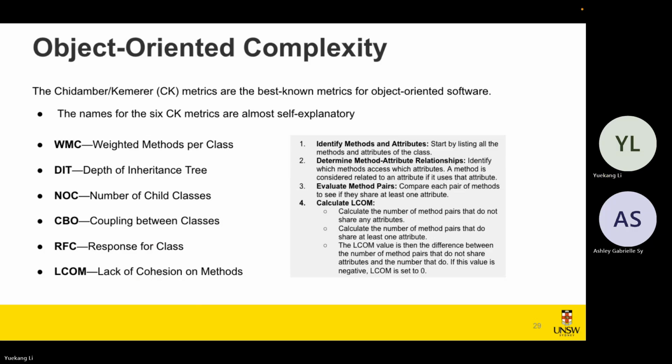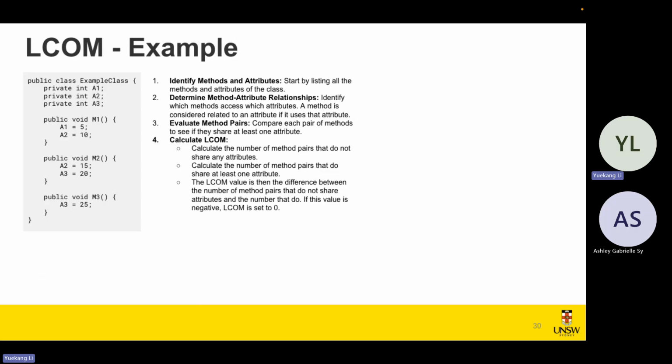Let's take a look at an example of how we calculate this. Remember, these are the 4 steps. The first step is to list all the methods and attributes of the class. What are the methods here in the given class? We have three methods: M1, M2, and M3. And the attributes are A1, A2, and A3. So these are all the methods and attributes.